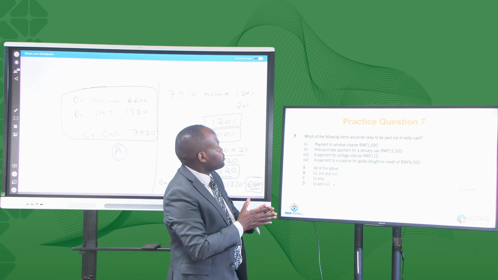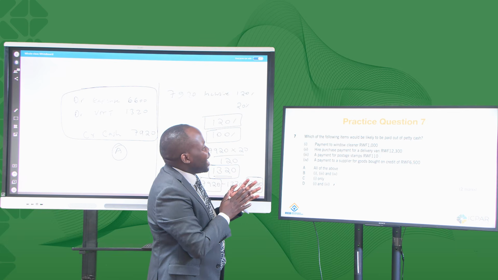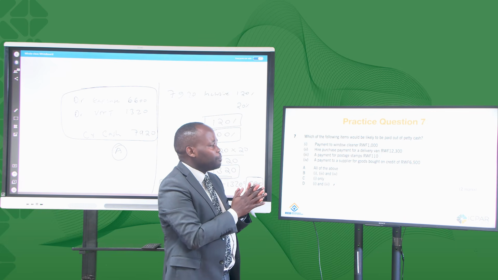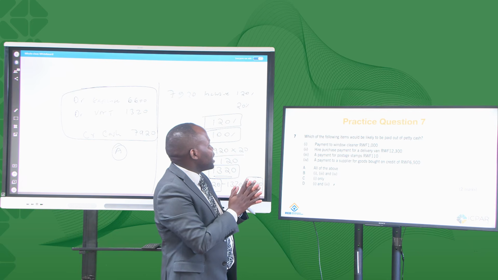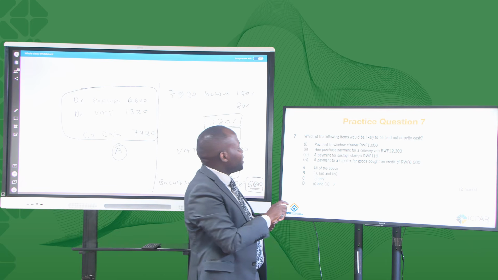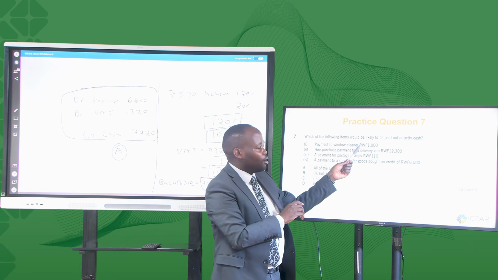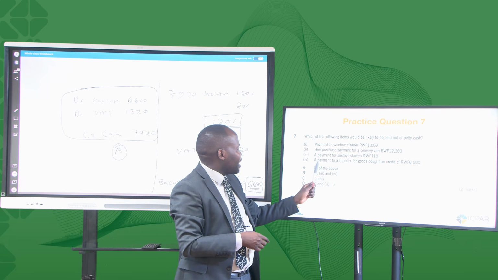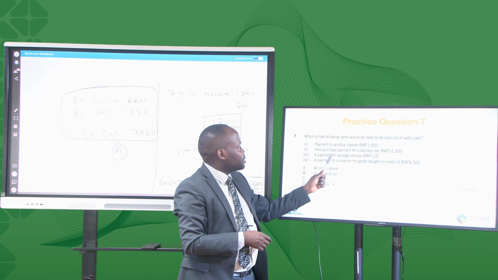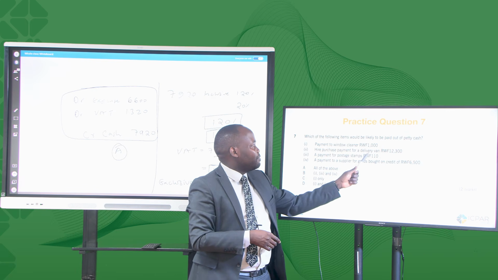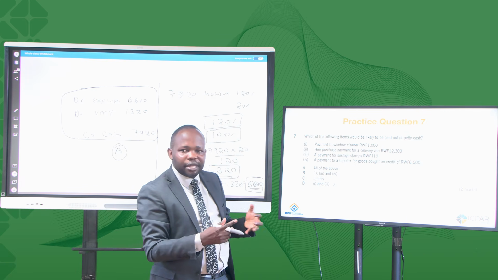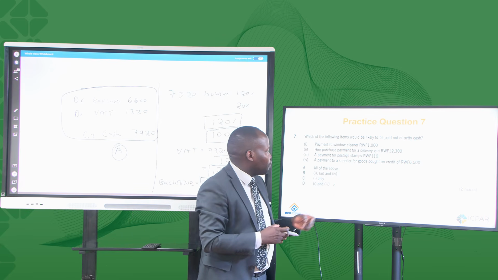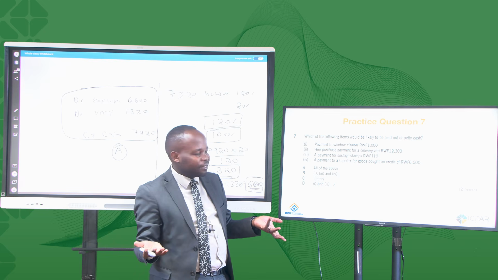Question number 7. Which one of the following items would be likely to be paid out of the petty cash? Payment to window cleaner of 1,000. Yes, those are small payments which can be paid. Hire purchase payment for delivery van. No, that is a big expenditure. It's not a small payment. Number 3, a payment for postage stamp. Yes, that will appear.